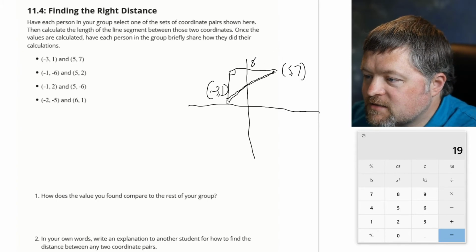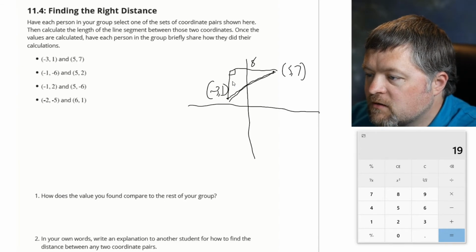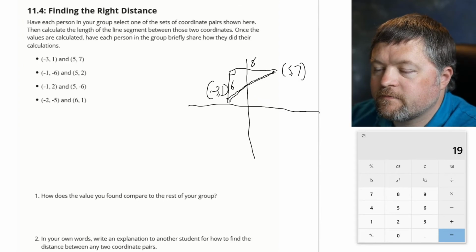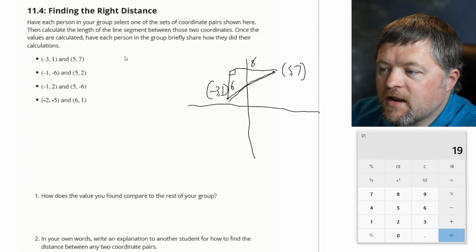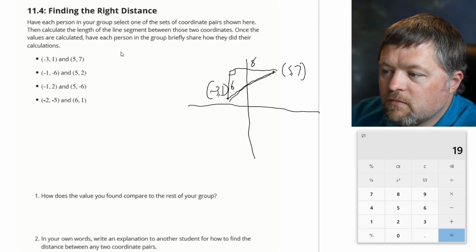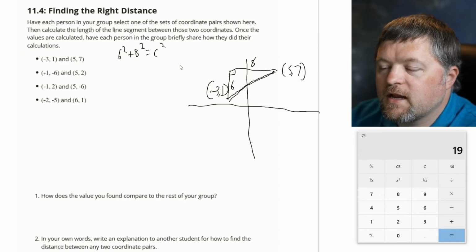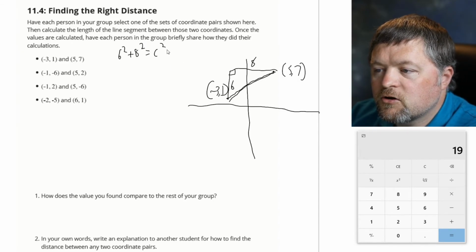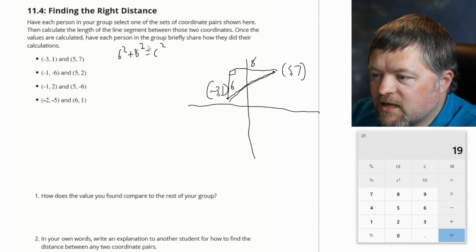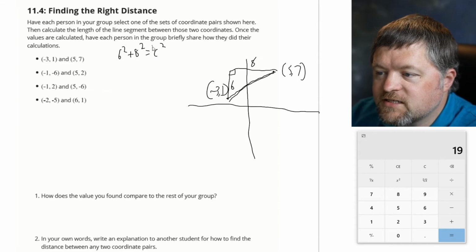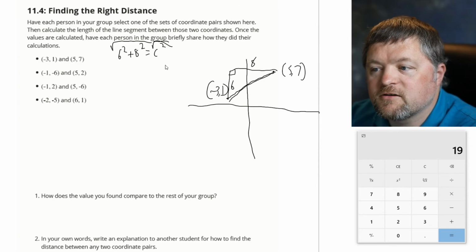How about this? 7 subtract 1 is 6. So now 6 squared plus 8 squared equals c squared. Could we solve this for c right away? Well, we could. We know we have c squared here. We're going to have to take the square root of that. So we're going to have to take the square root of the other side.